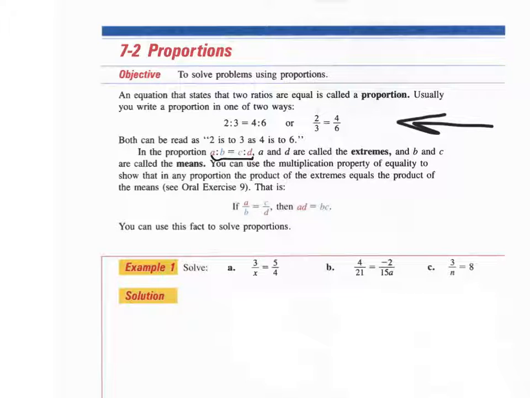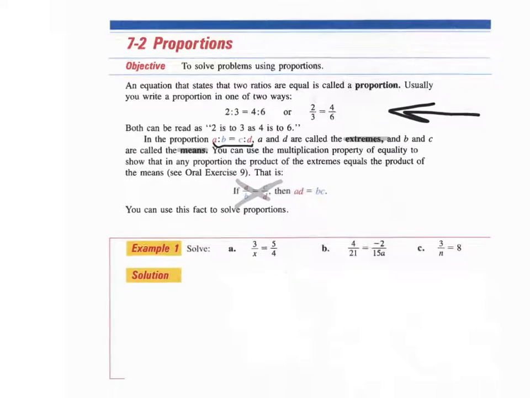written with a colon, are called the extremes. The two inside numbers, the B and the C, are called the means. So you might also hear solving proportion, people might say use means and extremes to solve a proportion. But essentially what you're doing is these cross products, when you multiply them, they're equivalent.